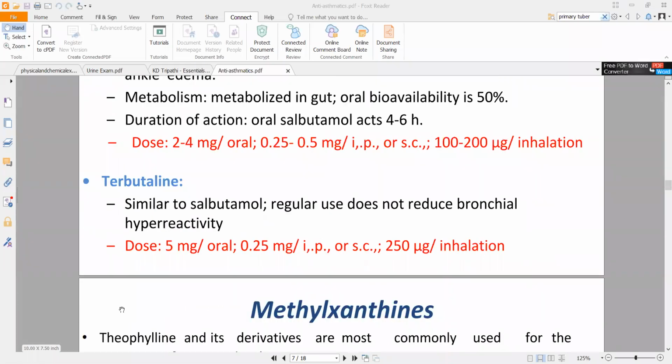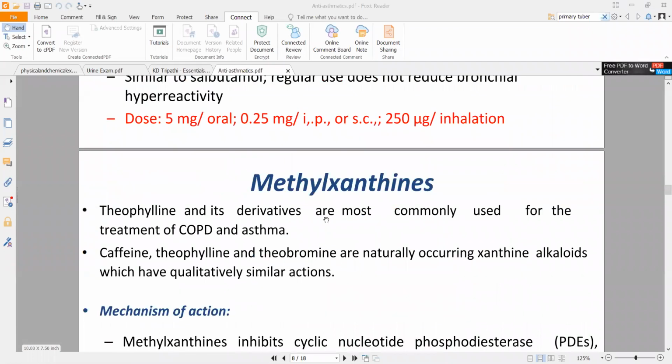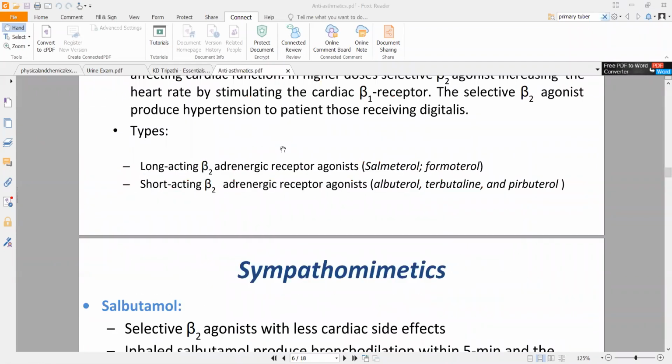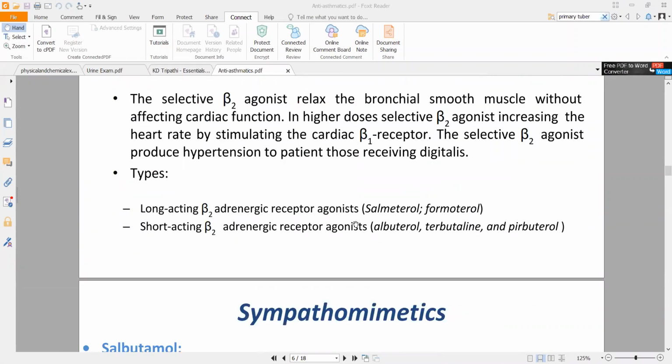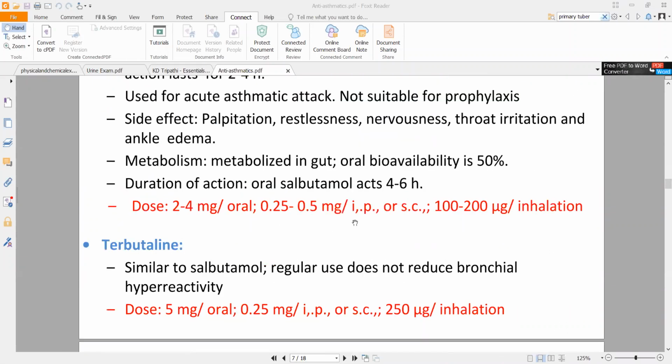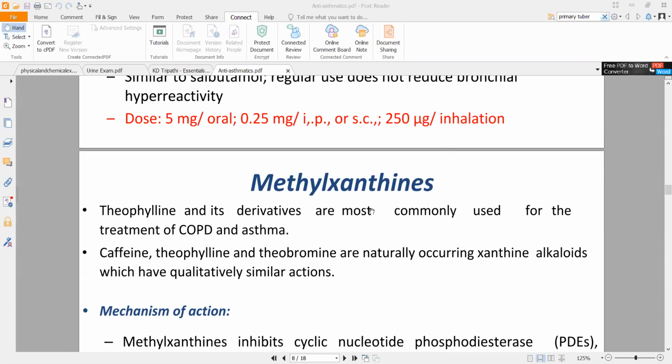Coming to the second type of bronchodilators, I hope you understood the earlier part. What are sympathomimetics? What are the examples? And what do they do? They basically cause bronchodilation so that you can breathe easily. All right. If you have any doubts, do let me know.